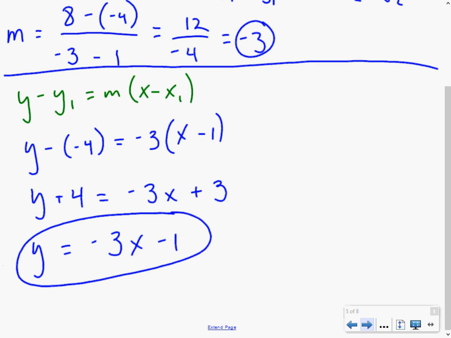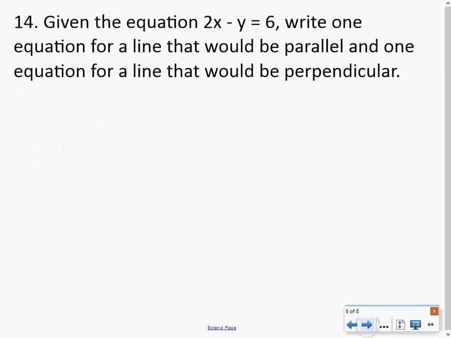All right, let's talk about parallel and perpendicular. Okay, we have an equation. We want to write one equation for a line that would be parallel to the equation that we're given, and one line that would be perpendicular. Now, parallel lines have the same slopes, and perpendicular lines have opposite reciprocal slopes. So we need to find the slope of this equation before we can do anything else, right? We need to get y by itself. We need it in slope-intercept form so we can recognize that slope.